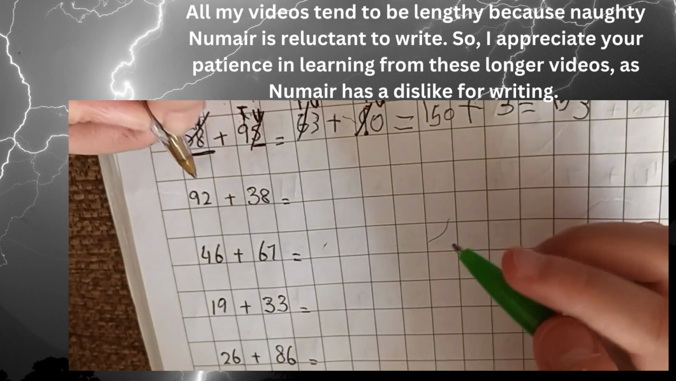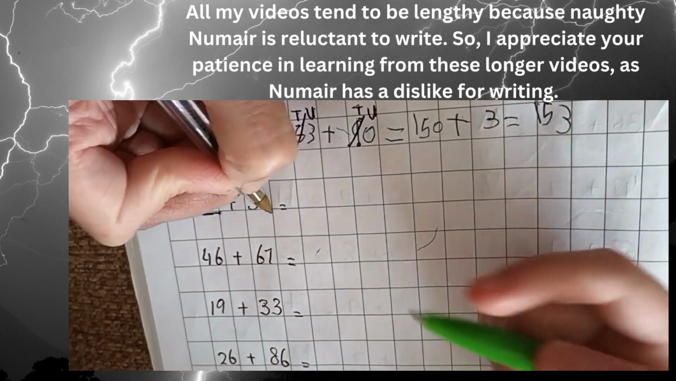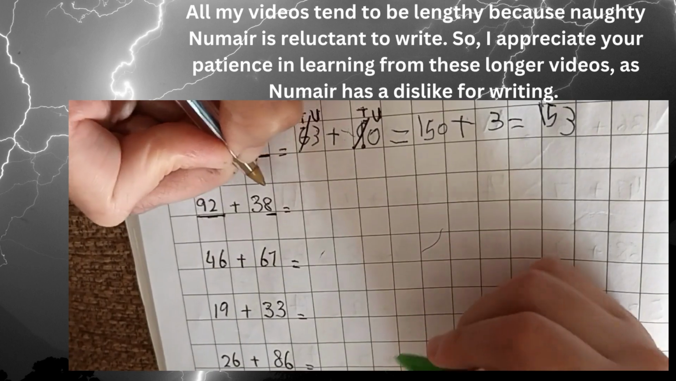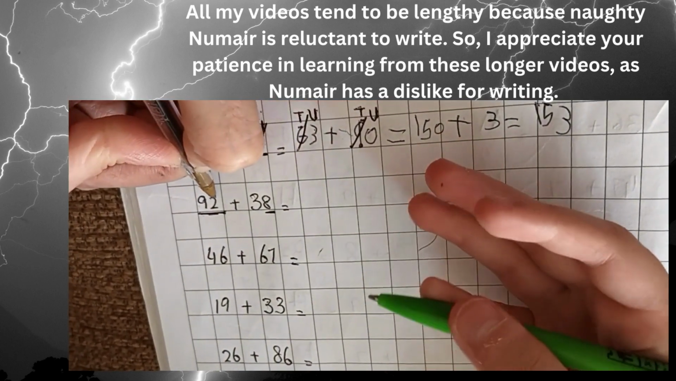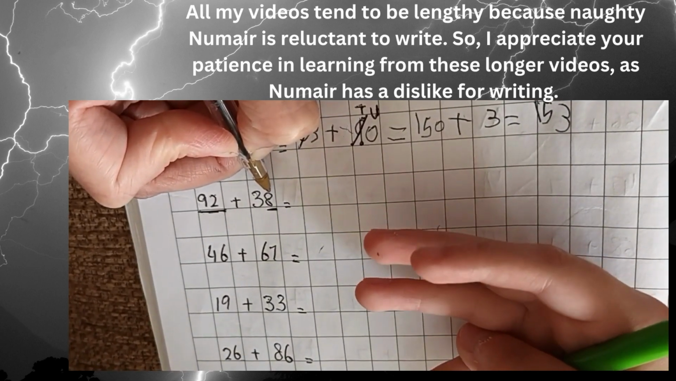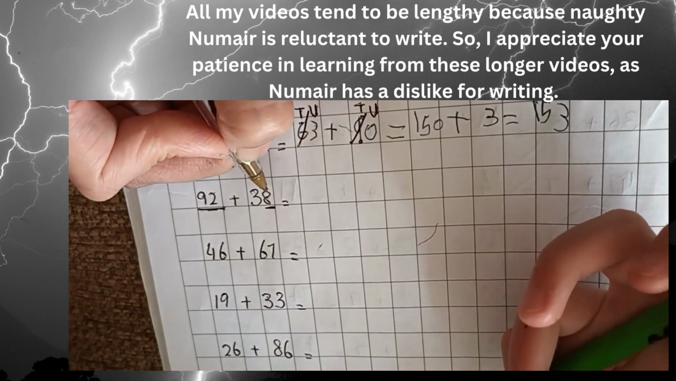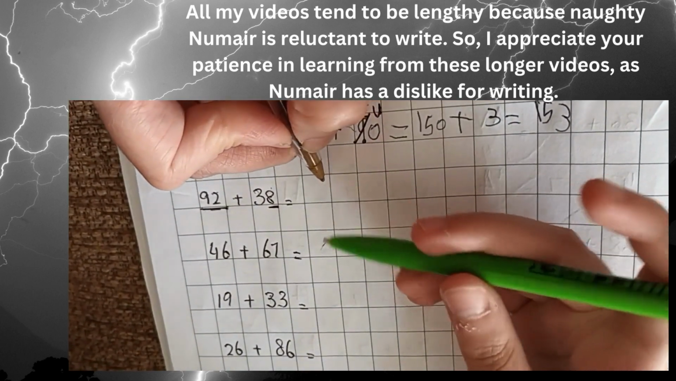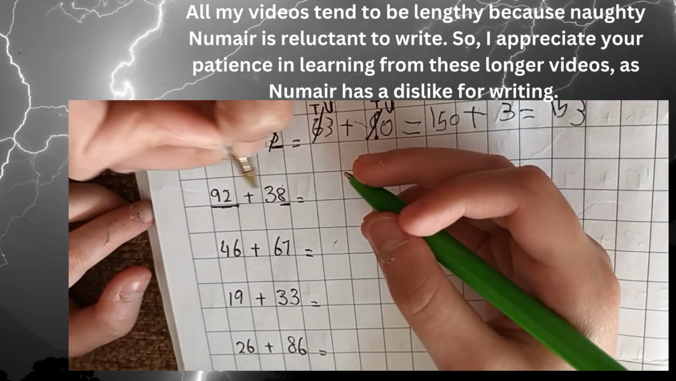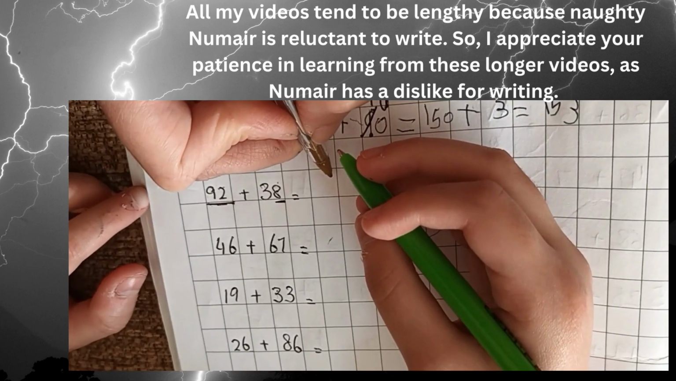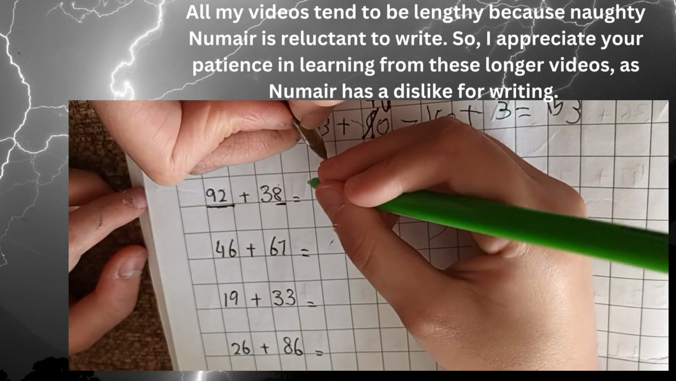Now next, 92 add 38. Okay, so Namar will add 92 add 8 first. So come and write. What is the answer? 92 add 8. You know that 2 has 2 dots, 8 has 2 dots. So the 2-digit numbers having the same dots make 10. So 92 add 8 makes 100. Write 100, please.